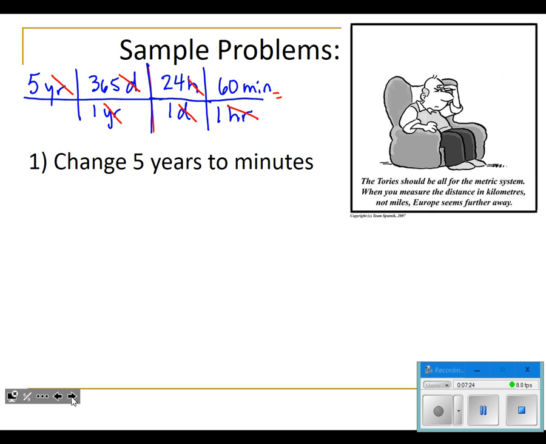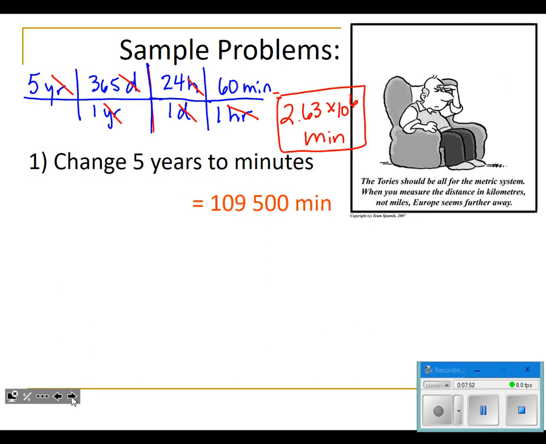I then would multiply all of these out, and I would multiply 5 times 365 times 24 times 60, and I would end up with 2.63 times 10 to the 6th minutes. So if I click on my screen, oh, that is not the same answer. What did I do wrong? I don't know. Somehow, though, I made a mistake, okay?